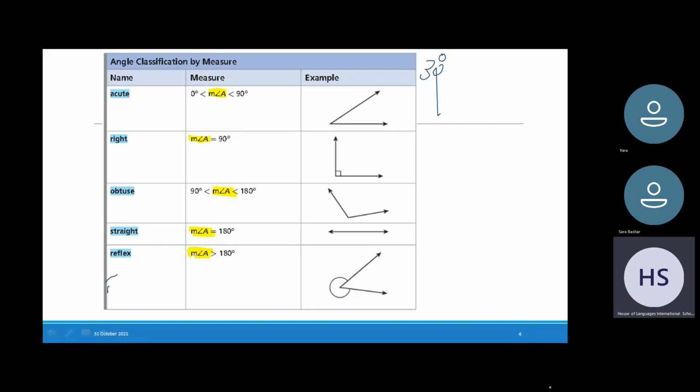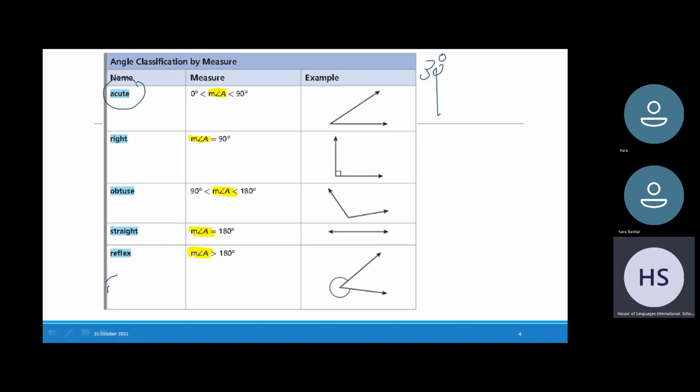Now, if the angle is between 0 and 90, like 10, 15, 20, 55, 85, 89, this name of angle, like this one here, we call it an acute angle. You know them before. Okay? To remember them, remember acute like acute. It means it's small.